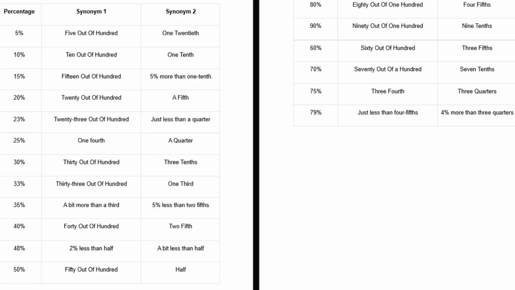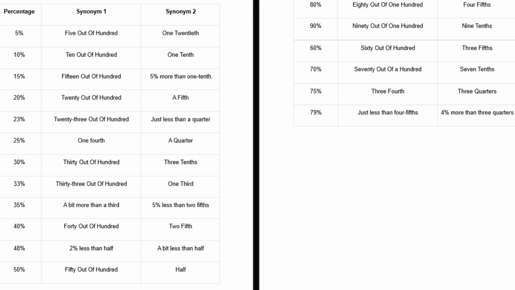All right, so if you take 5%, you can say 1/20th, or 1 out of 20, or 5 out of 100, any of these you can say. If you get 10%, you can say 10 out of 100 or 1/10th. 20, 30, 40, 50, all of these up to 100, you can use the same form of synonym.